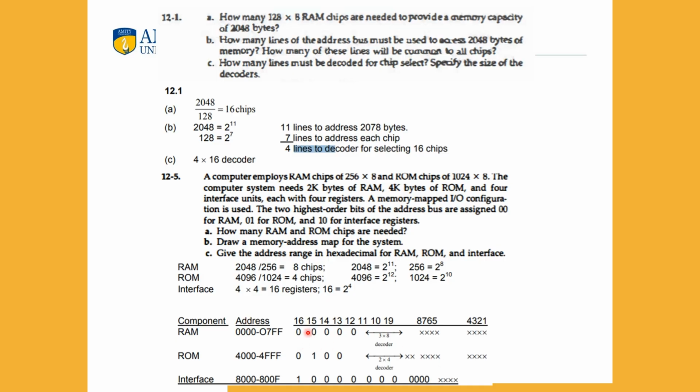Then the bits from 13 to 16 are always 0, or we can use the bits from 14 to 11. Any 4 bits are selected as always 0, and we are using the bits over here for the decoder. 2 columns will be chosen to select between the different components. So 00 means RAM, 01 means ROM, and 10 means the interface.